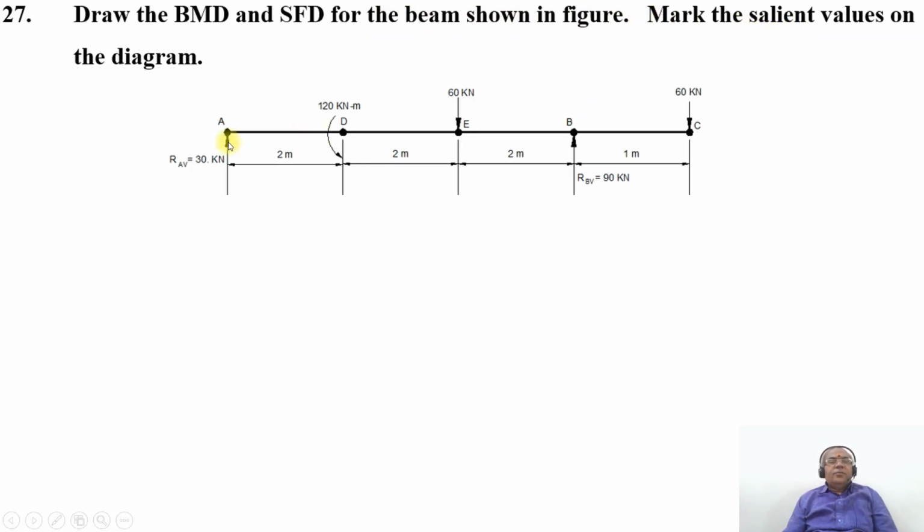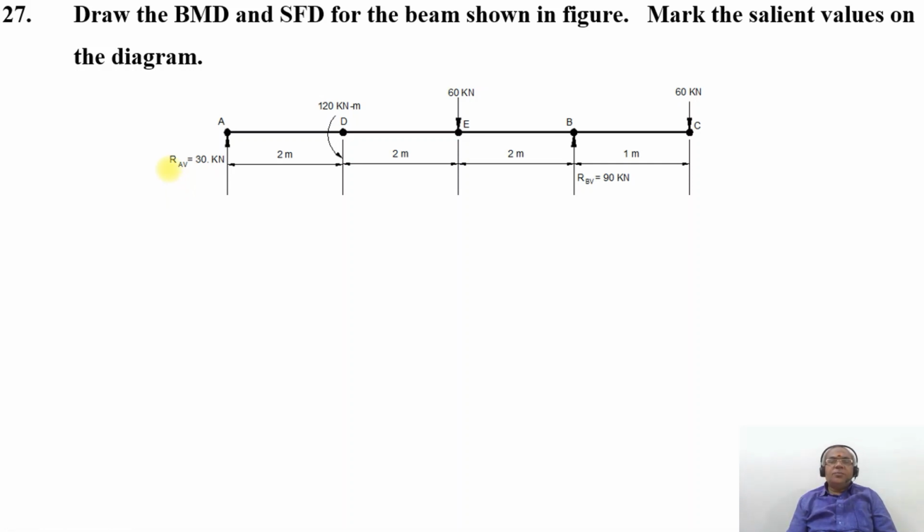So here we have the reactions at the points A and B, which are at a distance of 6 meters, simply supported at two ends, and overhangs only at the point B by 1 meter, with 60 kilonewton. And at the point D, you have a counterclockwise couple of 120 kilonewton meter, and at the point E, you have a 60 kilonewton acting downwards. Now, we need to find out the reactions at the supports.